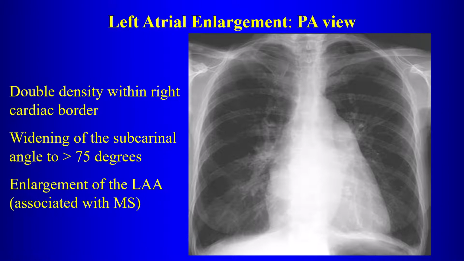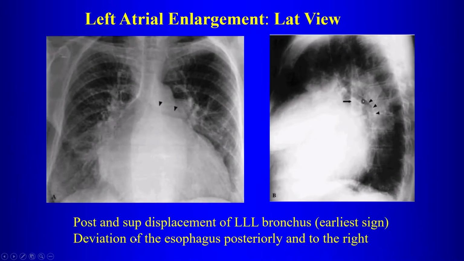Now, widening of the subcarinal angle is a very subtle finding. It's a difficult finding to make on the chest radiograph. Enlargement of the left atrial appendage is something that you will be able to identify on the chest radiograph. So below the main pulmonary artery here, which is enlarged, there's also some displacement of the left atrial appendage away. So there is some enlargement there of the left atrial appendage.